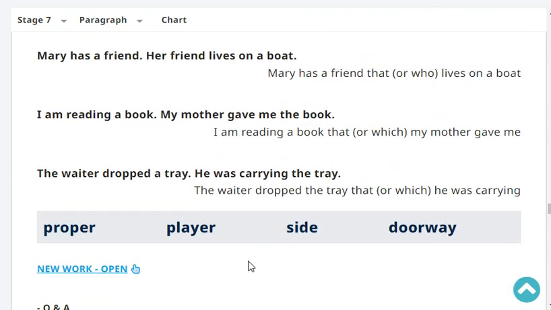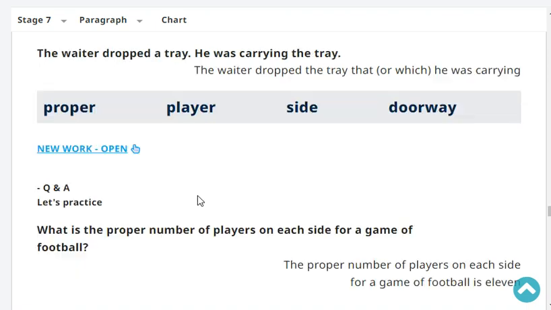The waiter dropped a tray. He was carrying the tray. The waiter dropped a tray which he was carrying. Very good.